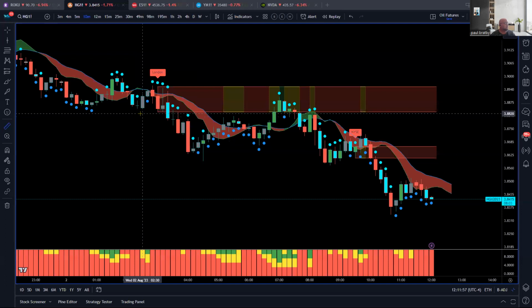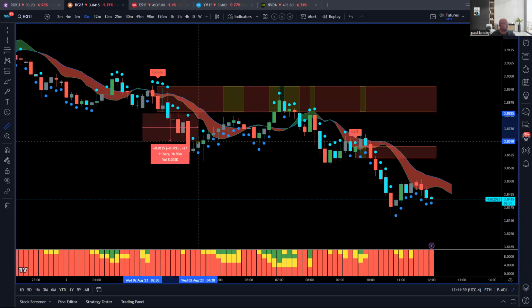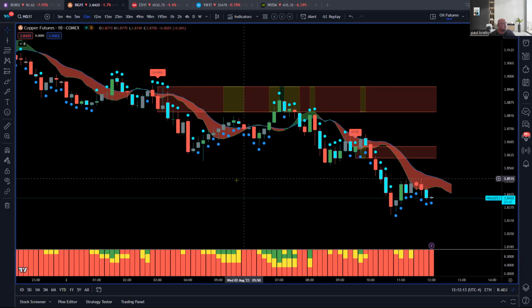Okay, so this trade would be looking at around 27 ticks. It's not bad, not a bad little trade. Again, with copper, you can look at 2-3 contracts, that sort of thing, to trade very well there.